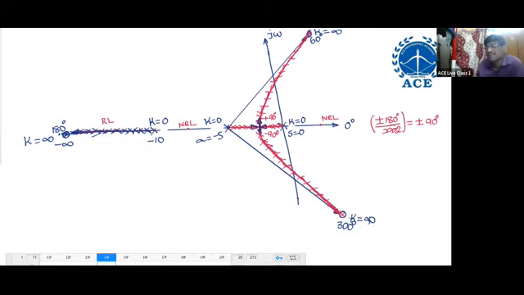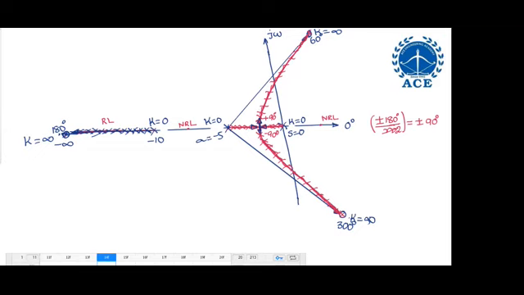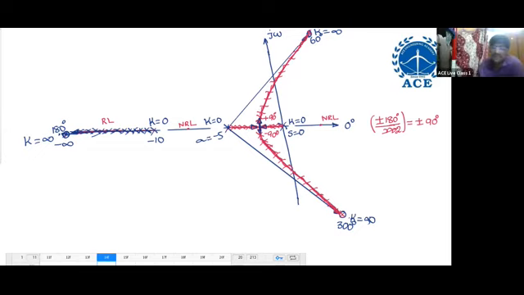How to get symmetric without a breakaway point? We can't get. That's all.